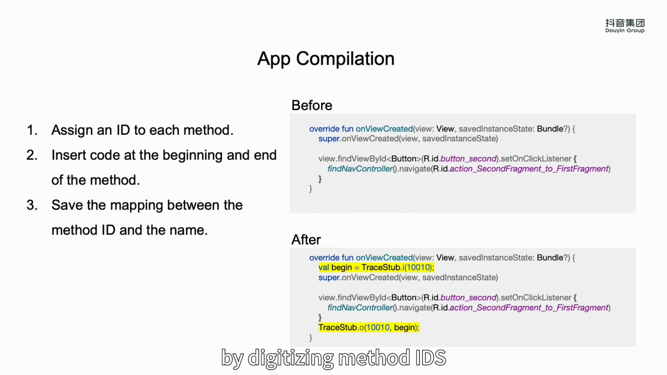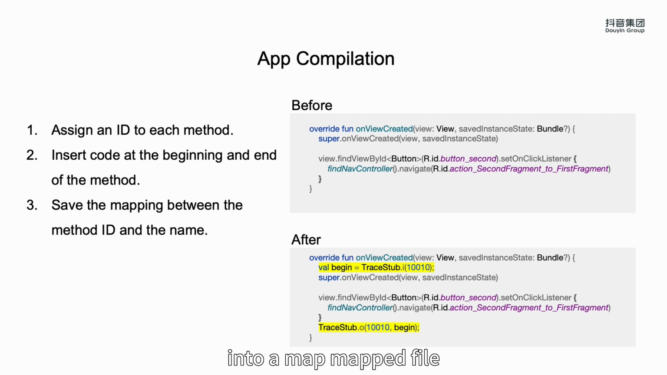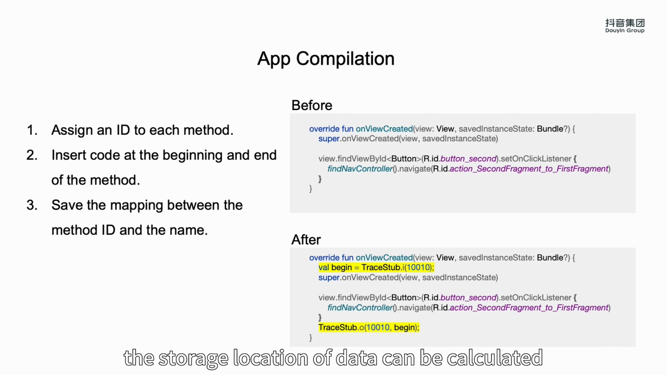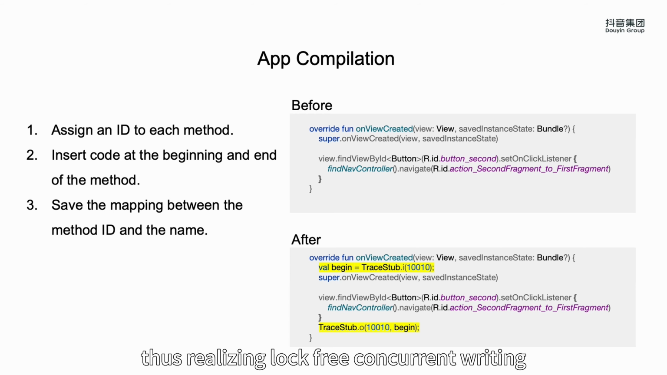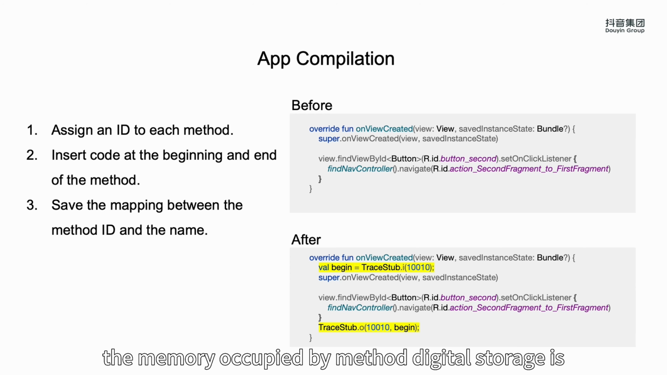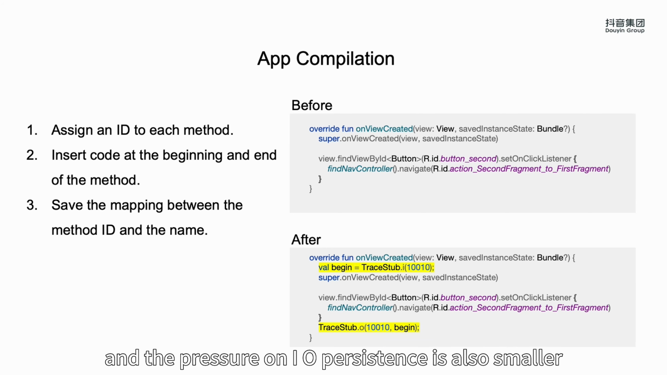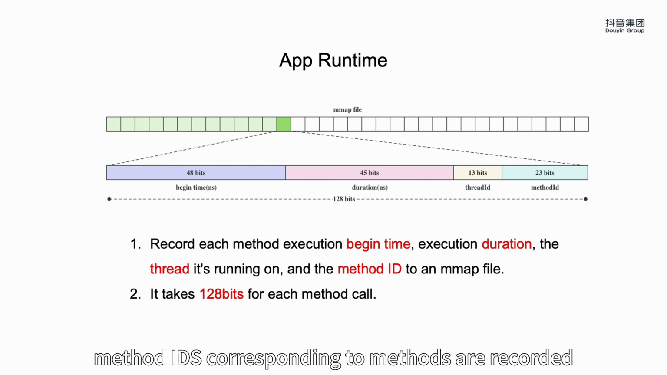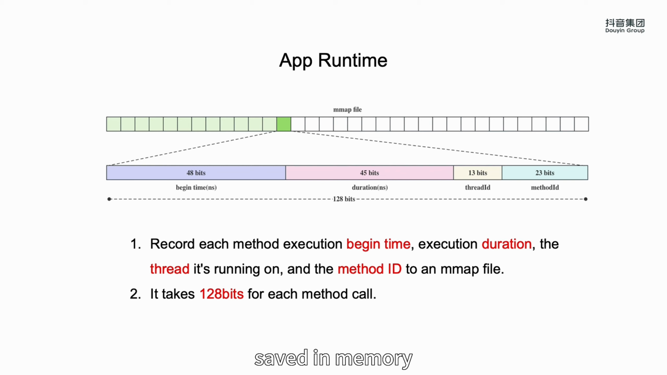By digitizing method IDs, Trace records method execution information into a mapped file. Because the size of method IDs is known, the storage location of data can be calculated by using atomic operations, thus realizing lock-free concurrent writing. At the same time, the memory occupied by method digital storage is smaller, and the pressure on I/O persistence is also smaller. During app operation, method IDs corresponding to methods are recorded, and execution time and thread information are saved in memory.